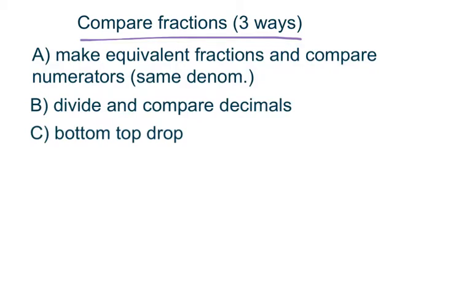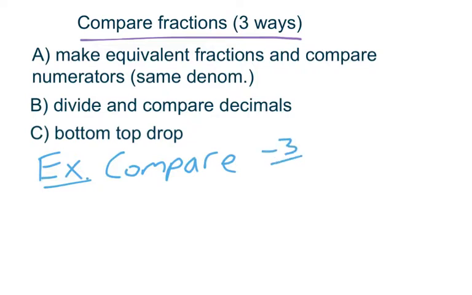All right, we're going to do one example, and we're going to do it all 3 ways. And our example is going to be compare -3/4 and -5/7. So we're going to do it the first way using the first method.